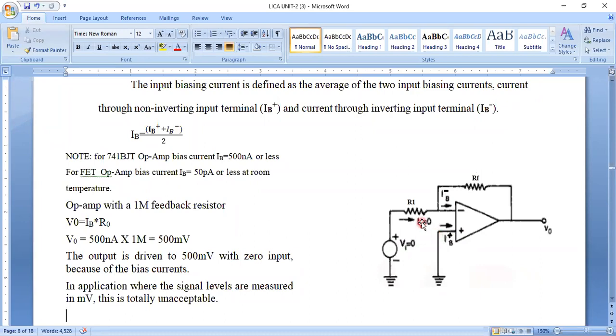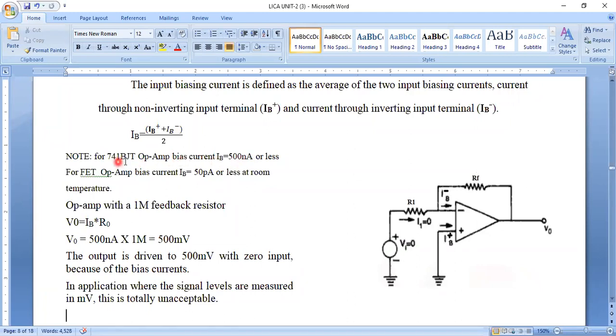If we see the figure properly, the input voltage is 0. The inverting and non-inverting terminals are both grounded. At that time, IB minus and IB plus flow through the inverting and non-inverting terminals. Even though there is no input signal, a very low amount of base current, with a rating of 500 nanoamperes, flows in the operational amplifier.